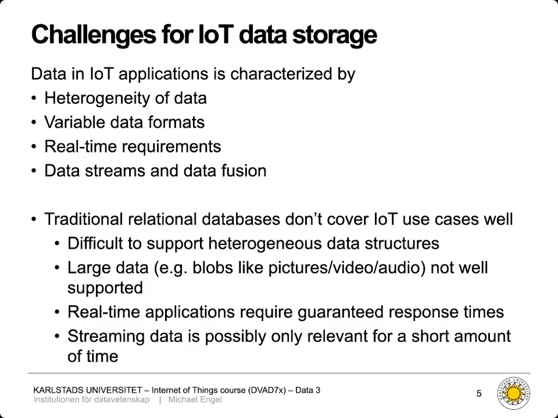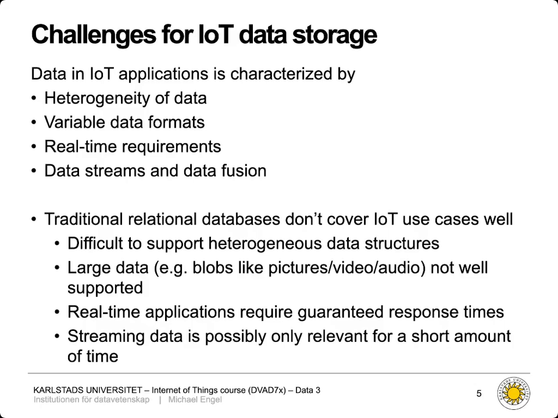Now, what are the challenges when we want to store data in the IoT? We have a number of problems here. So data in IoT applications is characterized by its heterogeneity. So we might have very different forms of data that we want to store and process. We might have variable data formats. So we already mentioned that we might have different manufacturers with different approaches to storing and processing data in our complete IoT system. So we have to handle this variability in data formats.